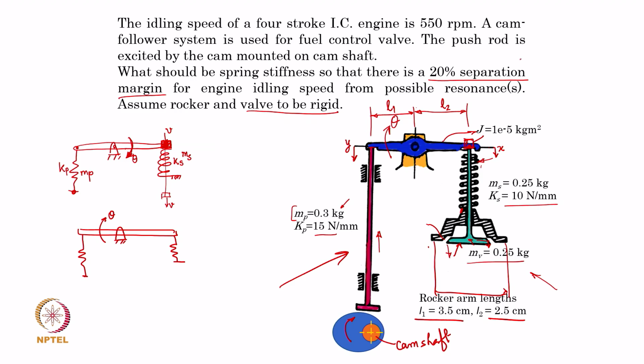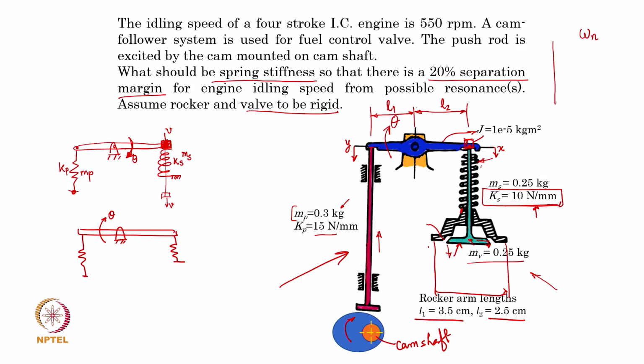Now, what is asked is not only getting the governing equation or solving for natural frequency, but it is almost like a design exercise. The design in the sense, although the spring stiffness is given here, what we have to see is, if the spring stiffness is considered as 10 Newton per millimeter, then is there a 20% separation margin for the engine idling speed. Now, since we have accounted for only 1 degree of freedom here, it will give us one natural frequency omega n for this vibratory system.